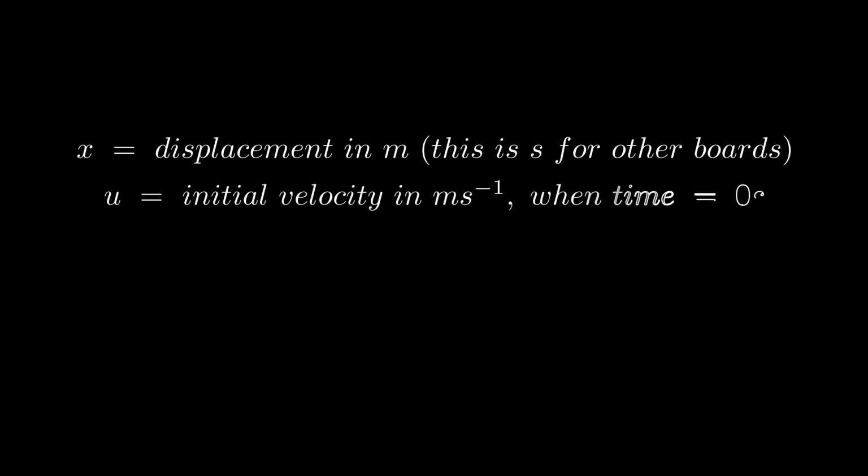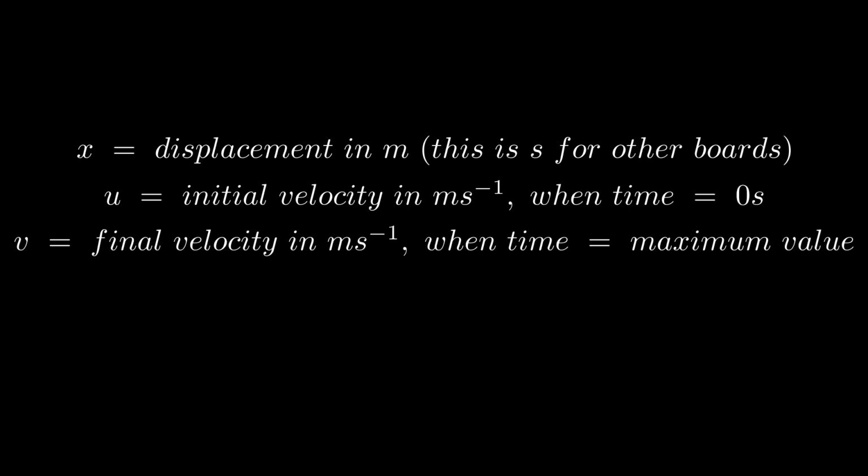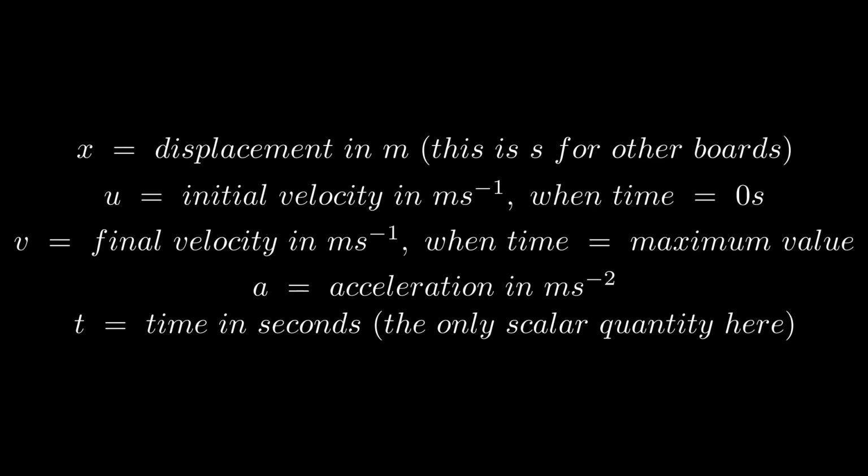Next is u, the initial velocity in meters per second when time equals 0. Then v, the final velocity in meters per second at maximum time. We have a, acceleration in meters per second squared. And finally t, time in seconds, the only scalar quantity here.